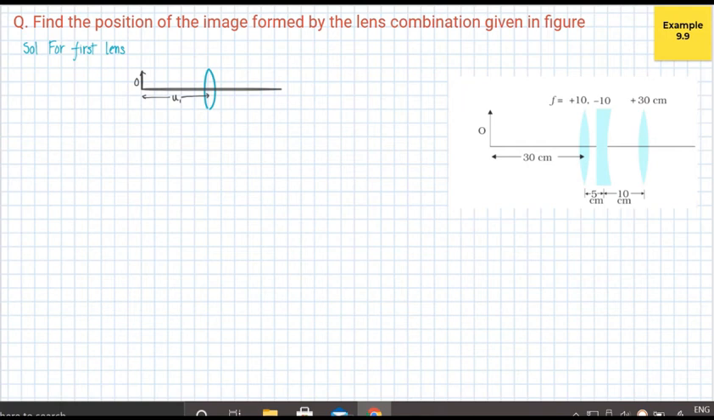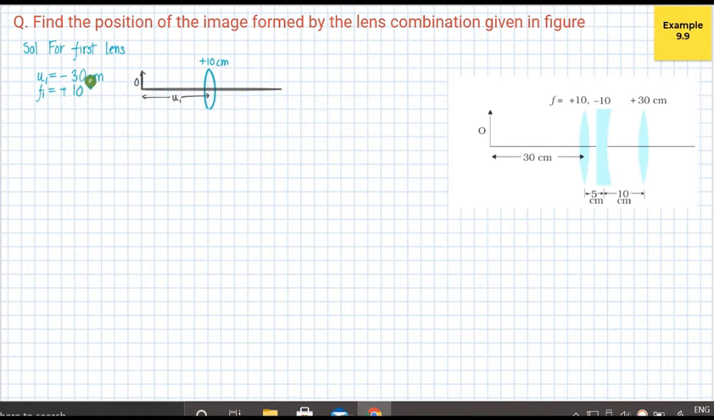U1 equals minus 30 centimeter. Right? Okay. So they have given you the focal length of this convex lens. How much is the focal length? The focal length is 10 centimeter. Okay. Focal length is plus 10 centimeter. So I write down F1 equals plus 10 centimeter.